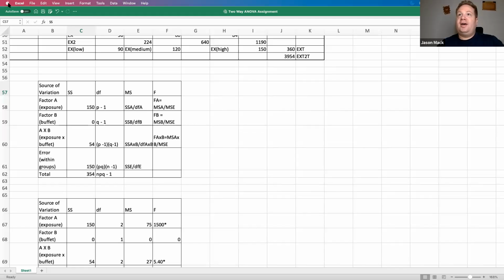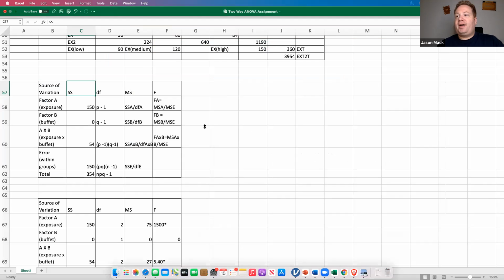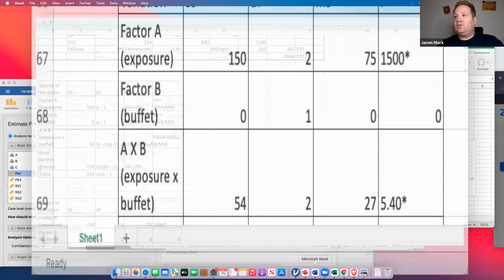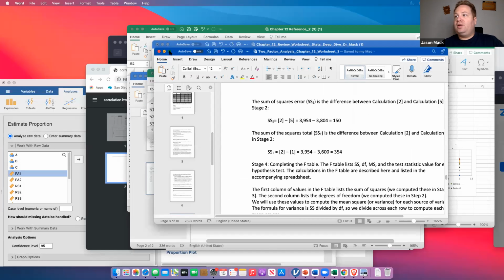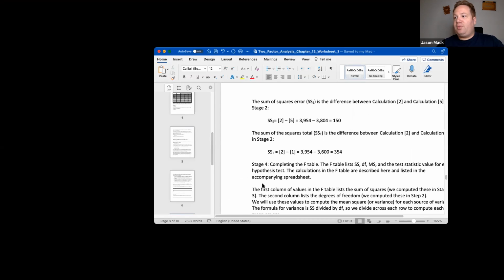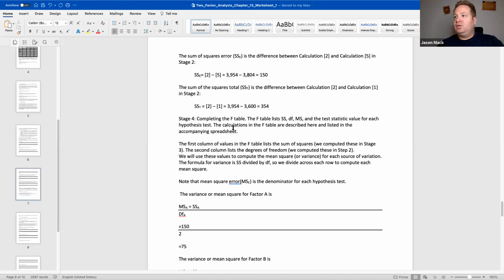We probably did not have to stop screen sharing again, but that's okay. Back to our desktop, and we'll go back to breaking it down. Let's make this a little bit smaller, and let's go back to our Word document. We're right here, talking about completing the F table.